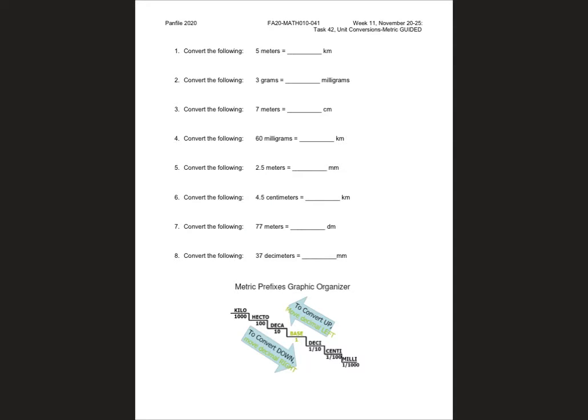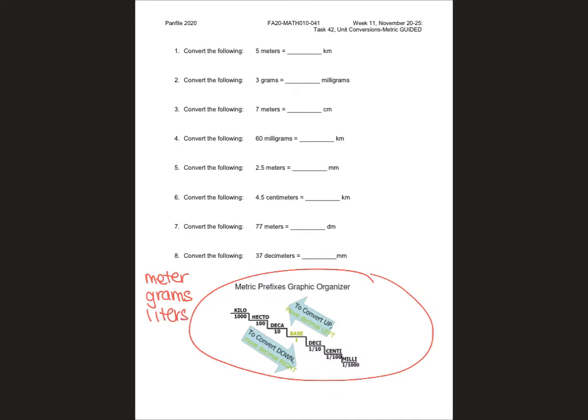All right, so if we look at this, down at the bottom, this is your prefix. So you have the base. Now the base can either be meter for length, grams for weight or mass, and liters for liquid measure. So these are the three bases that you're working with. So when you see this word base here, that's what they're talking about.